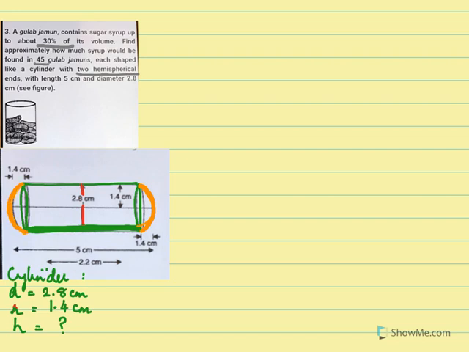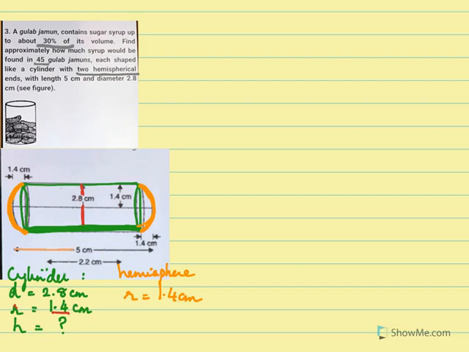Now when it comes to a hemisphere, we need to find just one dimension, and that is the radius. And if you have noticed here, the radius of the cylinder and the hemisphere is the same. The radius of the cylinder is 1.4, so that of the hemisphere will also be 1.4 centimeters. Before we begin the actual sum, we need to find the height of the cylinder.